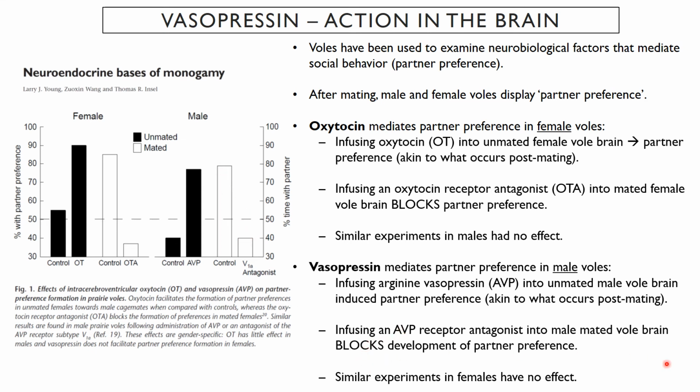And if you do these kinds of experiments in females, it seems to have no effect. So depending upon the sex of the animal, it seems that oxytocin plays a big role in this partner preference in females, but it's in fact vasopressin that seems to regulate this partner preference in males. So we're going to talk a little bit more about that.